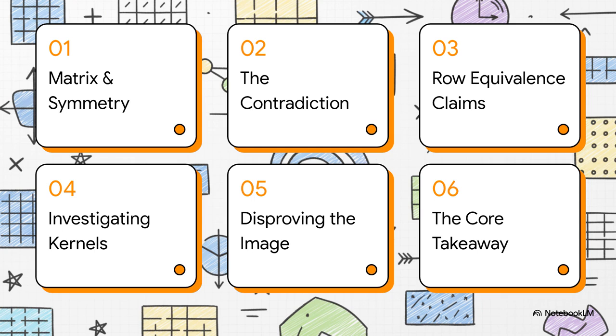So, here's our game plan for cracking this case. First, we'll tackle that symmetry challenge, and we're going to do it by hunting for a logical contradiction. Then, we'll open up a whole second case file on something called row equivalence, where we'll investigate a couple of claims about kernels and images. And finally, we'll wrap it all up and look at the core takeaways.